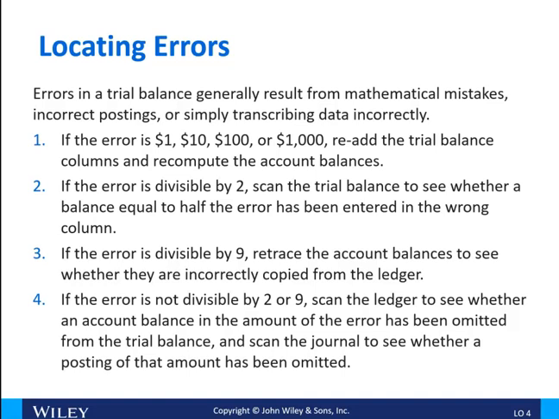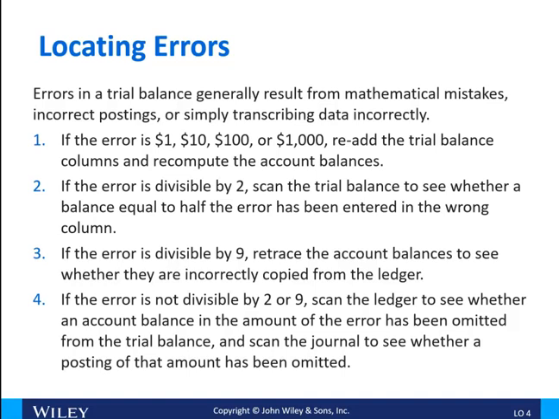If the error is divisible by 9, you've got to retrace the account balances to see whether they were incorrectly copied from the ledger. A number that's divisible by 9 is most likely a transposition, so 45 versus 54. If the error is not divisible by 2 or 9, just scan the ledger to see whether an account balance and the amount of the error has been omitted from the trial balance, and scan the journal to see whether a posting of that amount has been omitted.